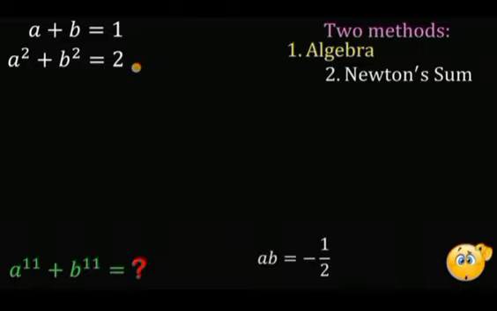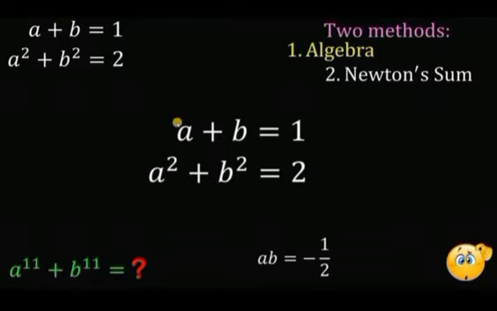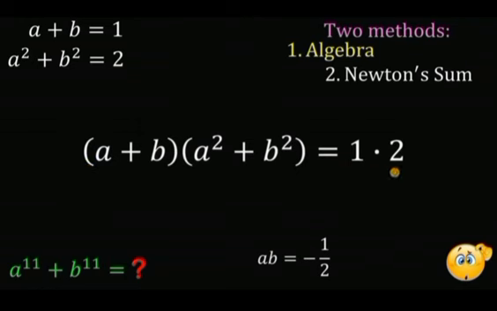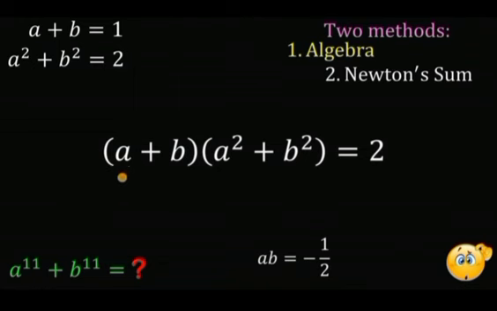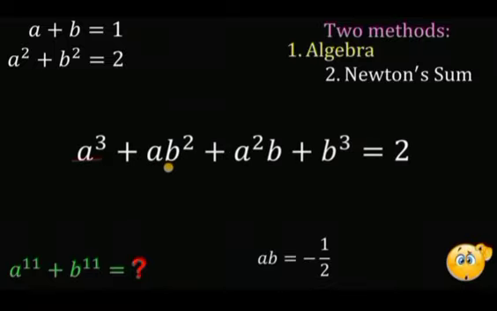Next, let's get these two equations and let's multiply them. The purpose is to get the value of a cubed plus b cubed. Now, let's do that. Now, let's simplify. 1 times 2, this will give us 2. And if we multiply a plus b multiplied by a squared plus b squared, you get something like a cubed plus ab squared plus a squared b plus b cubed. Now, this is very important, the a cubed plus b cubed.